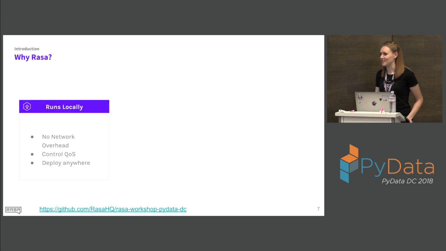So why Rasa? I think you probably know some alternatives to that, which are hosted solutions. For example, you probably heard of Dialogflow, Luis, Wit.ai. There are a few things. So one of them is that it runs locally. It's really up to you where you want to run your assistant. You can run it on your local machine. You can run it on the cloud. You can run it on your custom server.